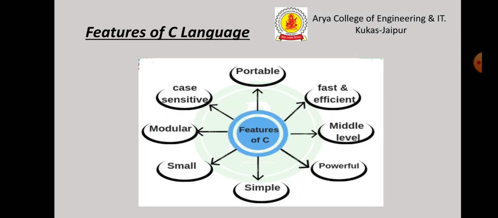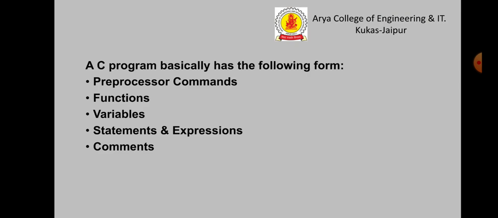Here are some of the features of the C language. There are basic characteristics of C language: portable, fast and efficient, middle level, powerful, simple, small, modular, and case sensitive. The basic C program has the following form: preprocessor, functions, variables, statements, and commands.